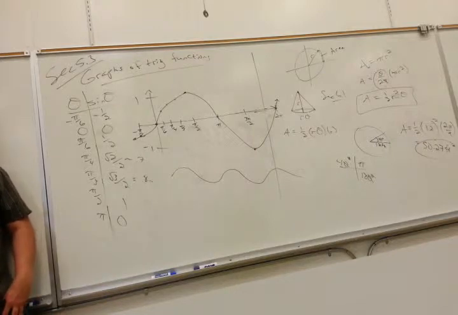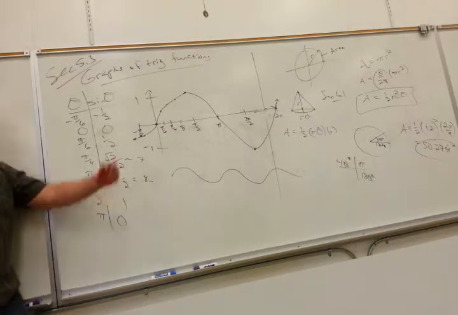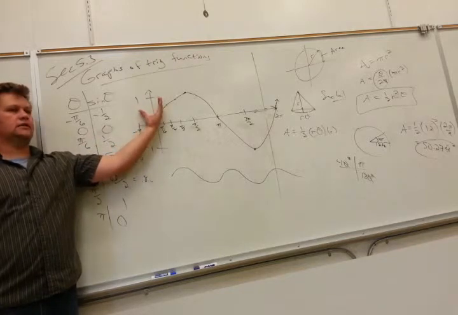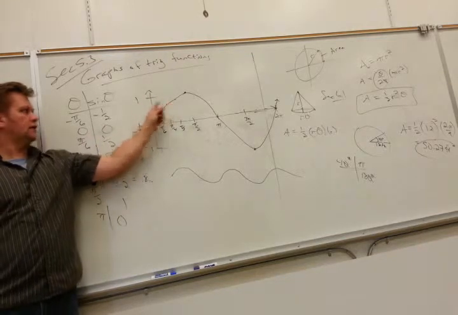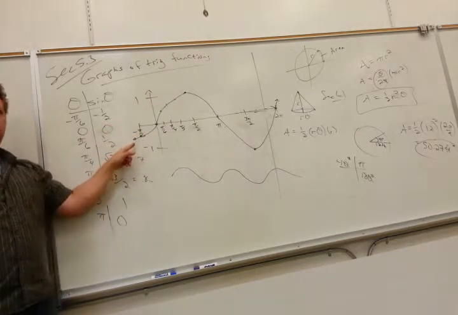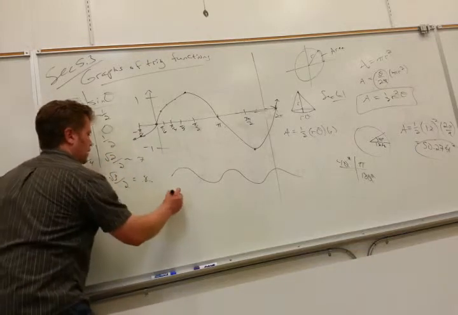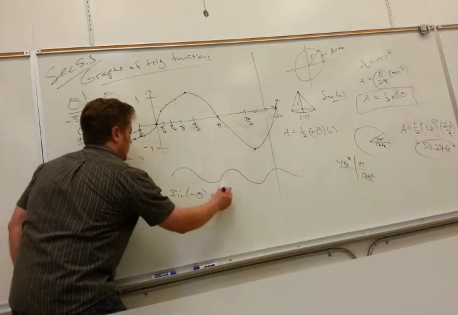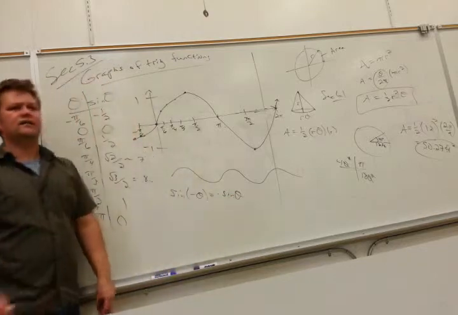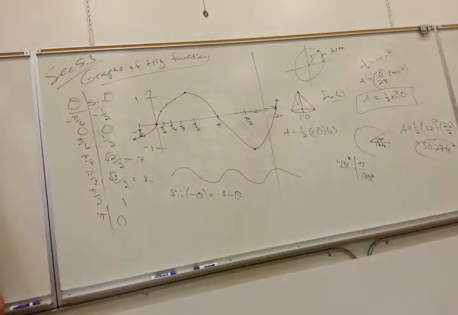Even or odd? Even would be like x squared. Does it have that kind of symmetry? No, that's not there. Odd symmetry through the origin, yeah. So sine of negative theta is negative sine theta. That's odd symmetry. So I bet you anything cosine will probably be even.